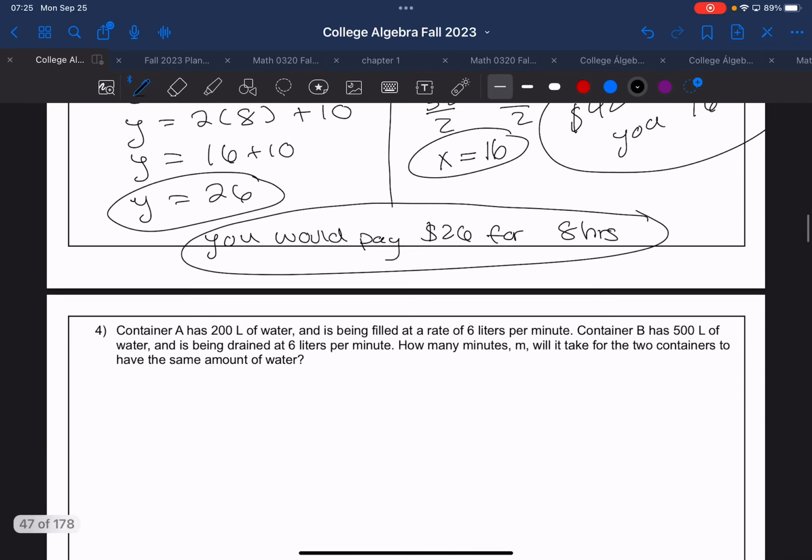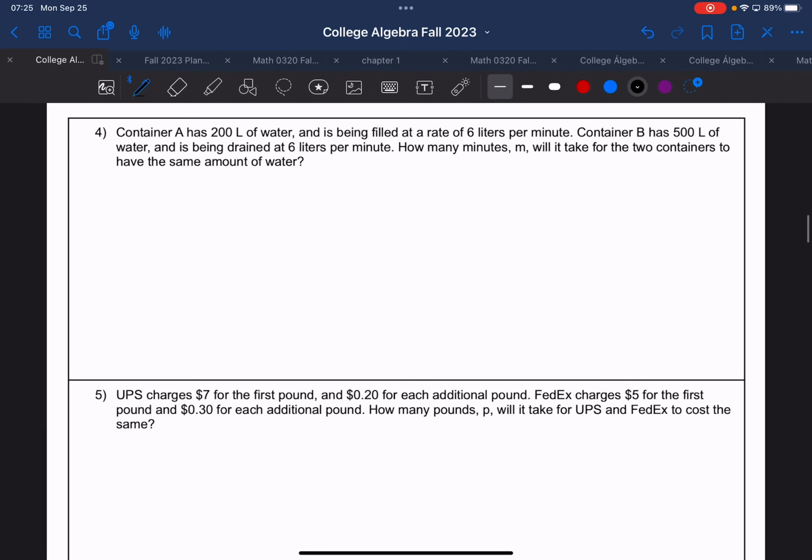Okay. Number 4, we have another problem involving container A and container B. So it says container A has 20 liters of water and is being filled at a rate of 6 liters per minute. So now our container is not leaking, it's being filled. So what operation? Plus. Okay. And then I'm going to go through my problem and see, okay, it's giving me the variable for minutes. So we're using m now instead of x.